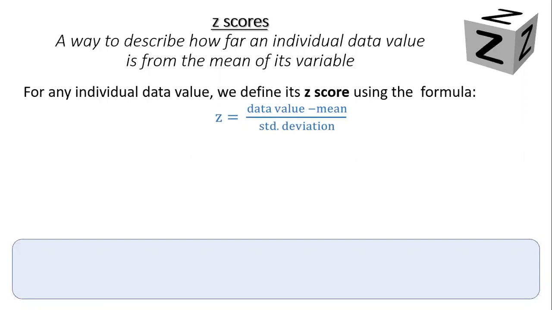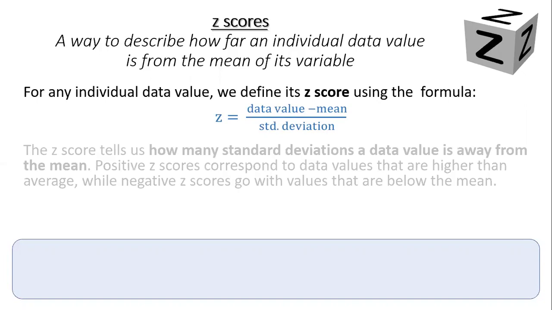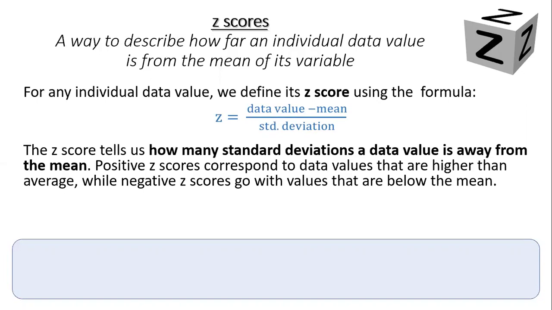We have the following definition. For any individual data value, we define its z-score to be z equal to data value minus mean divided by standard deviation. What this means is that the z-score of a data value is going to tell us how many standard deviations a data value is away from the mean.